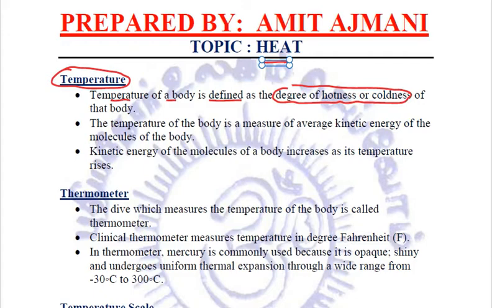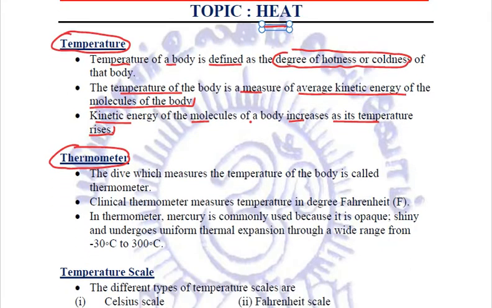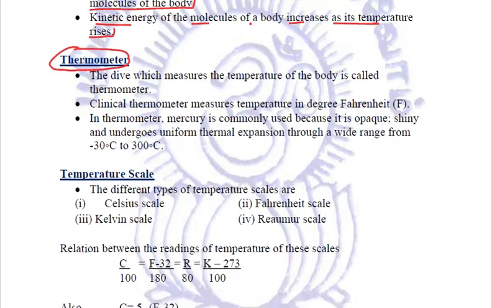So we can say that the temperature of the body is a measure of average kinetic energy of the molecules of the body. And the kinetic energy of the molecules of a body increases as its temperature rises. So how hot or how cold the body is, that is the temperature of a body. And for measuring temperature, we have a device called a thermometer. This thermometer is a device that measures the temperature of a body.